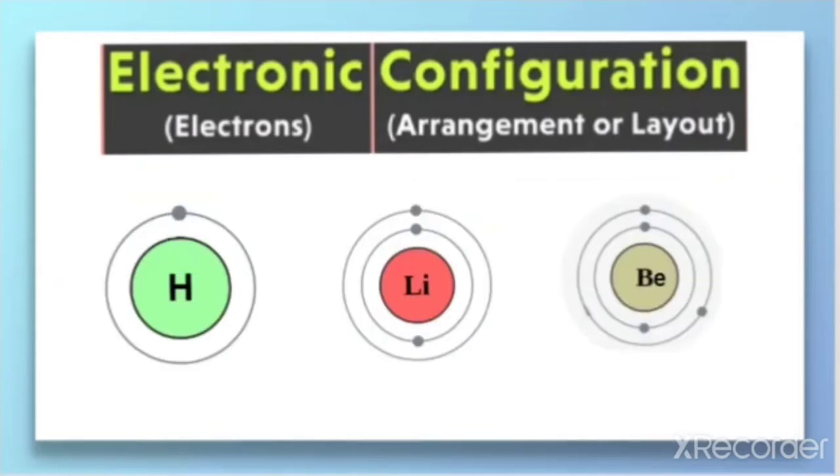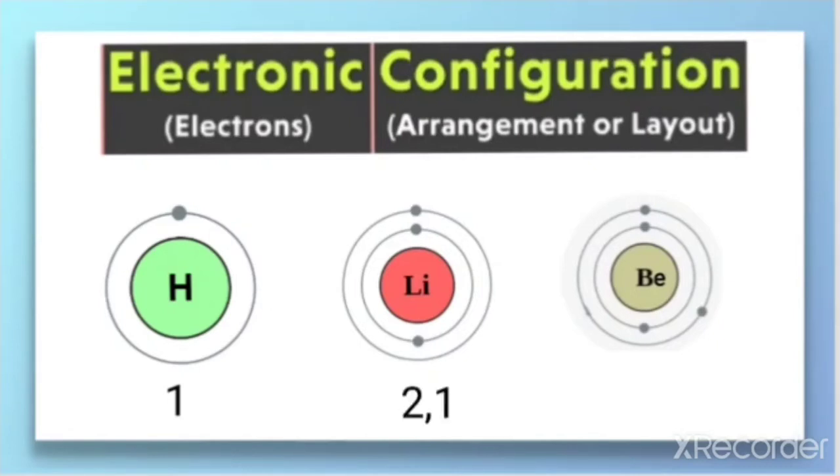Let us take some examples like hydrogen, lithium and beryllium. In the case of hydrogen, there is only one single electron, which is in the first shell. So how do we mention its electronic configuration? By the number 1. But in the case of lithium, there are 2 electrons in the first shell and a single electron in the second shell. So how do we mention this? Its electronic configuration is written as 2, 1.